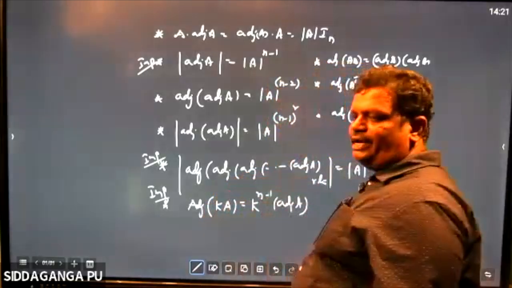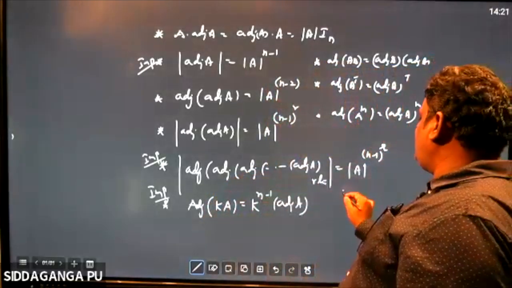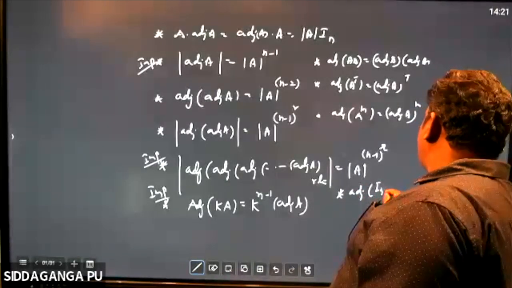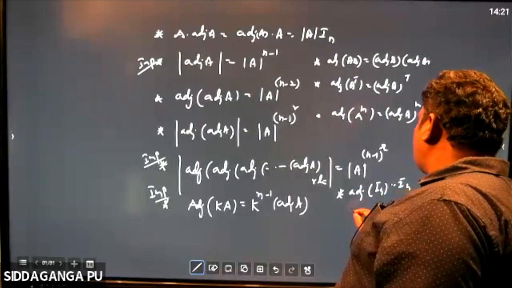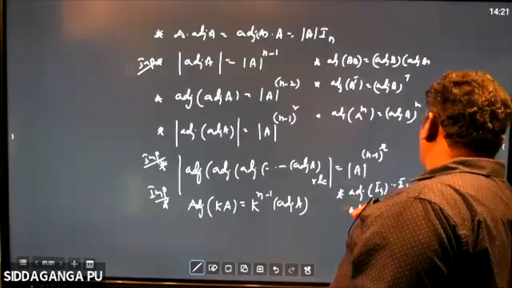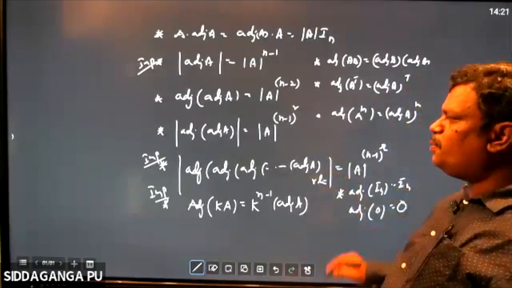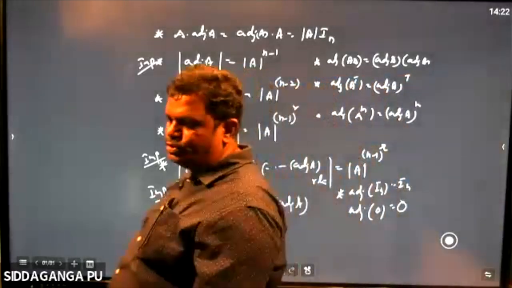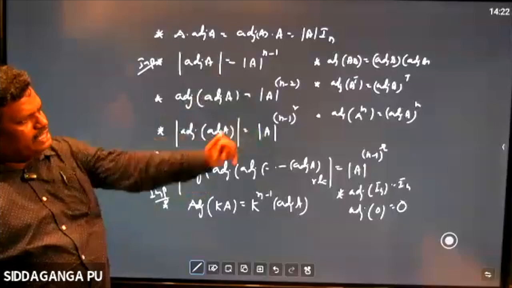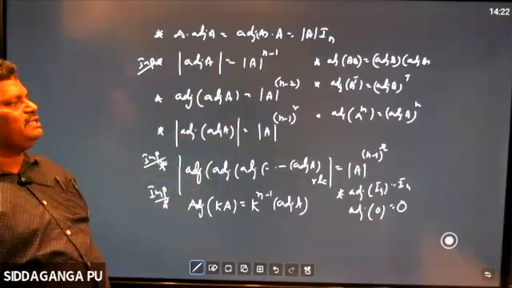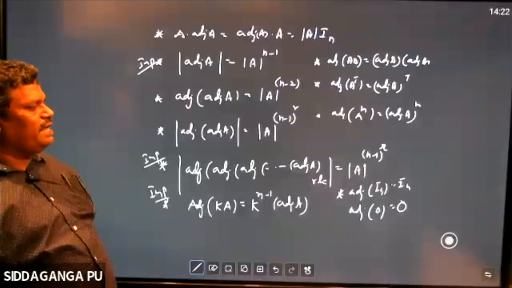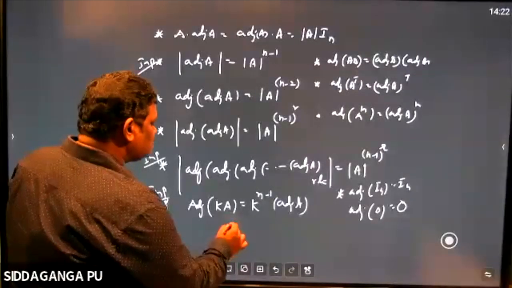Then adjoint of identity matrix: adjoint of IN is equal to IN. Adjoint of null matrix is also null matrix. So these are the very very important properties for competitive exams. If A is a singular matrix, then determinant of adjoint A equals 0.